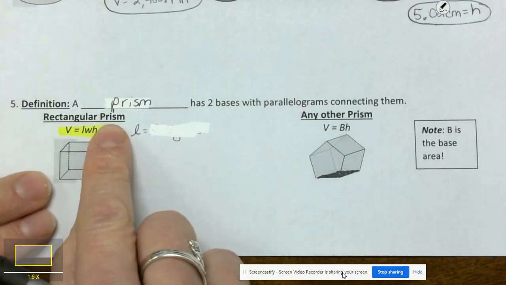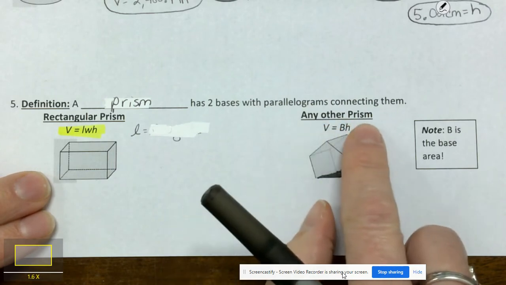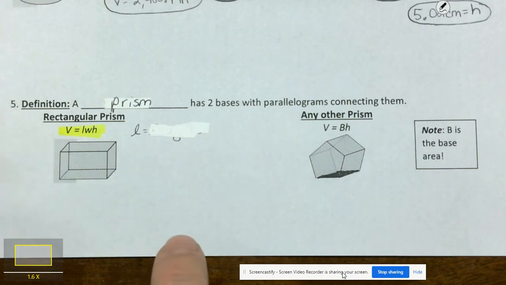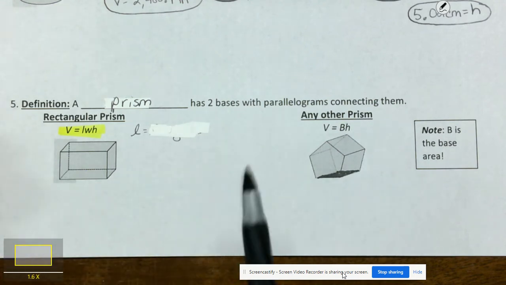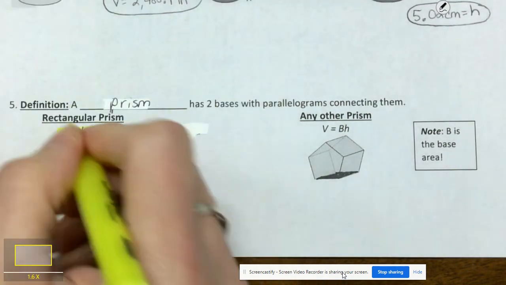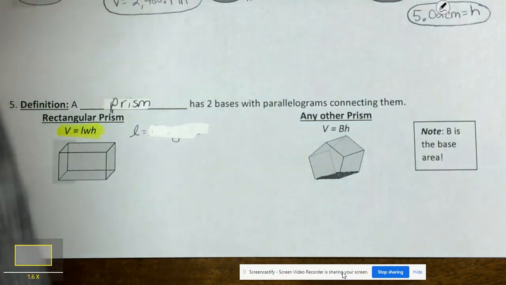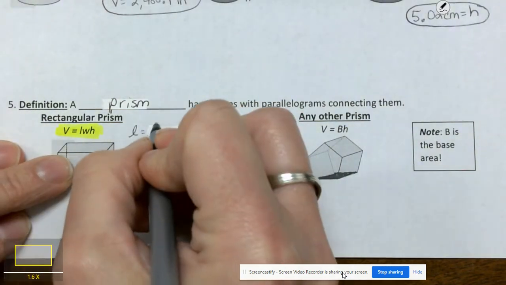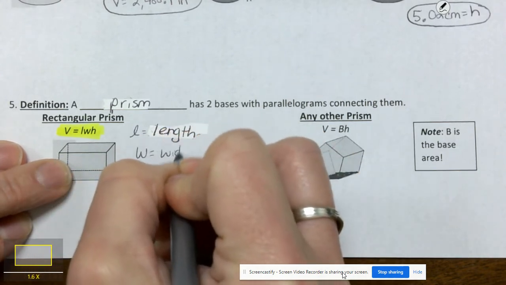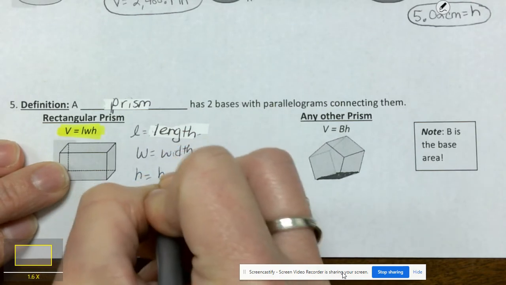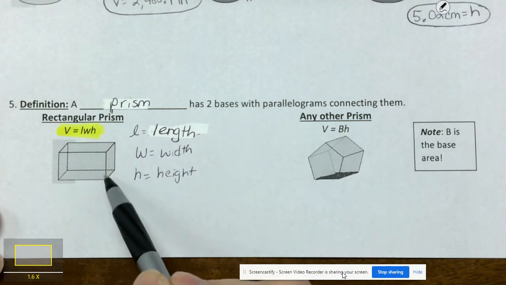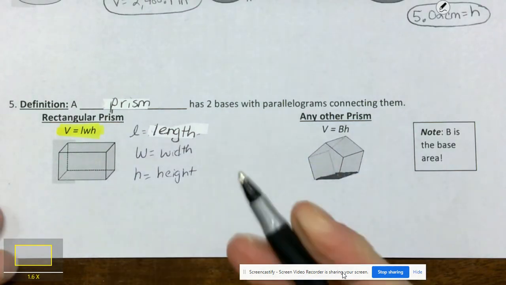We could have a rectangular prism, or we could have any other kind of prism that might look like this. And based on what type of prism you have is which formula you're going to use. So if you have a rectangular prism, you're going to use this formula here. V equals L times W times H. L represents length. W represents the width. And H represents the height. Okay? So it would be length, width, and height. If you needed to mark that.